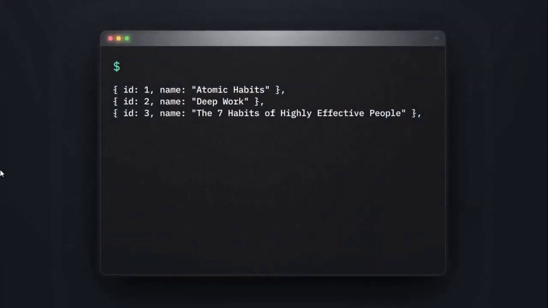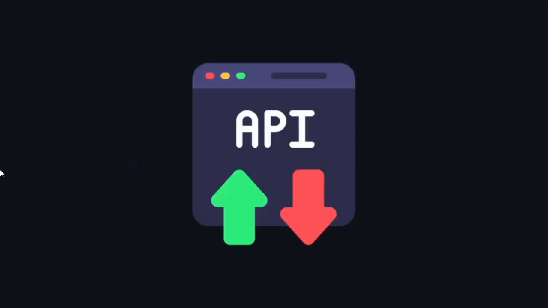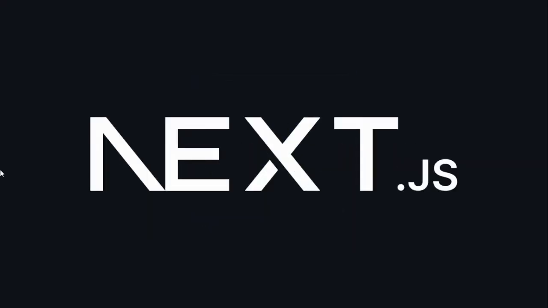So let's test them one by one to see if they work or not. And there you go. Everything works perfectly. This is how route handlers or APIs work in Next.js. It's super simple and straightforward.